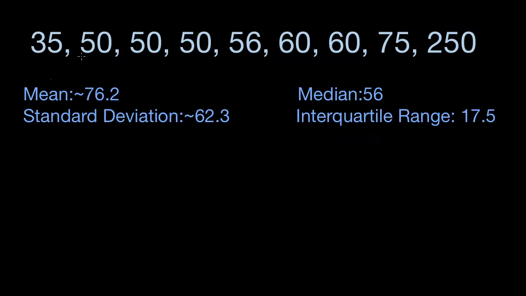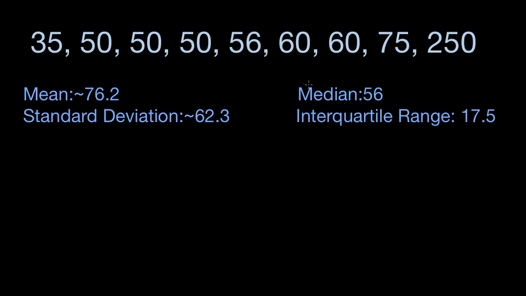So one makes 35,000, 3 make 50,000, one makes 56,000, two make 60,000, one makes 75,000, and one makes 250,000. So she's doing very well for herself. And the computer spits out a bunch of parameters based on this data here.